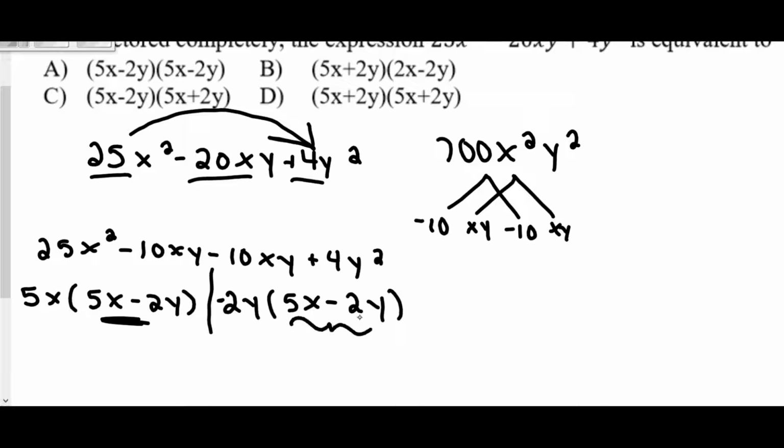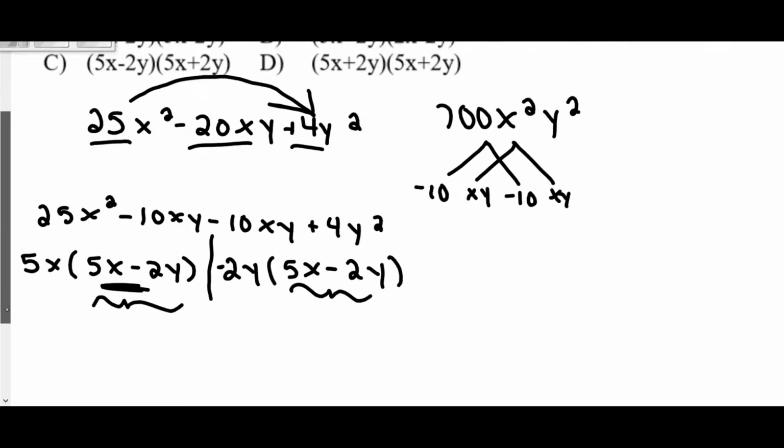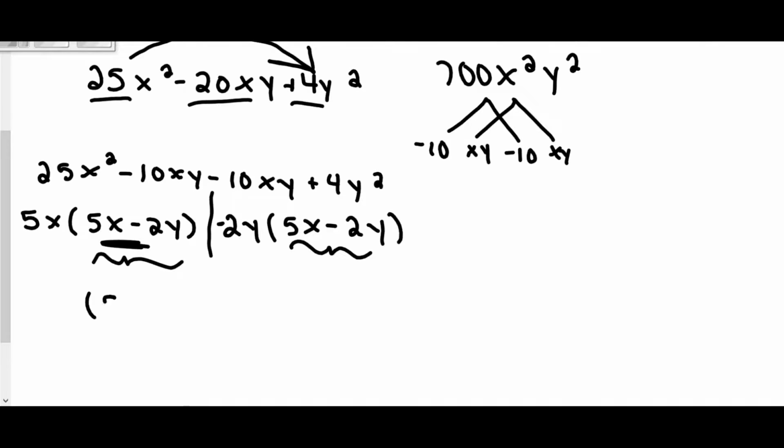Since these two parentheses match, we know we did it right. So our factors are 5x minus 2y times 5x minus 2y.